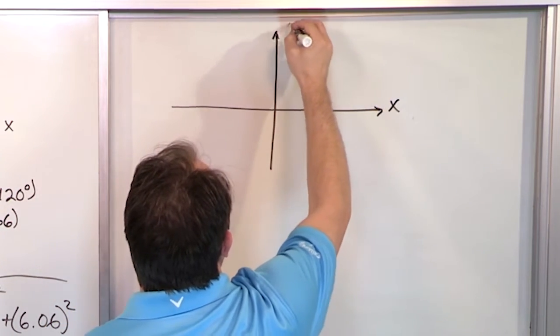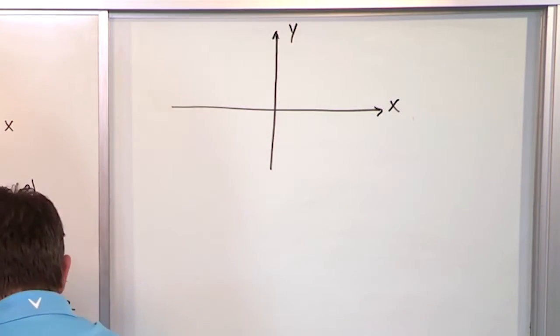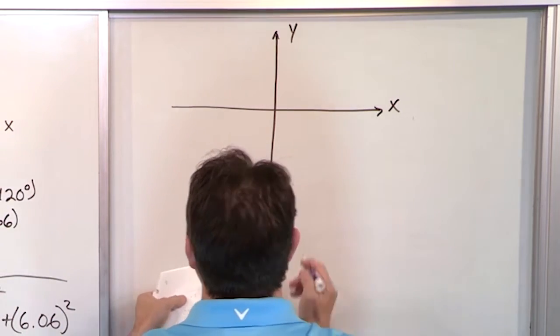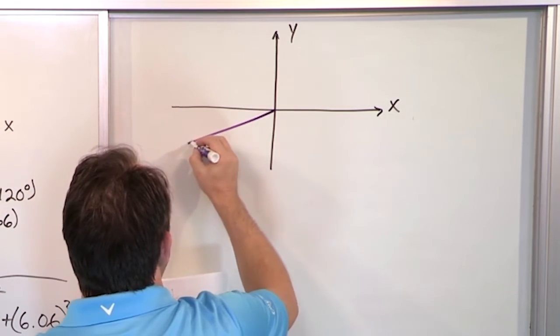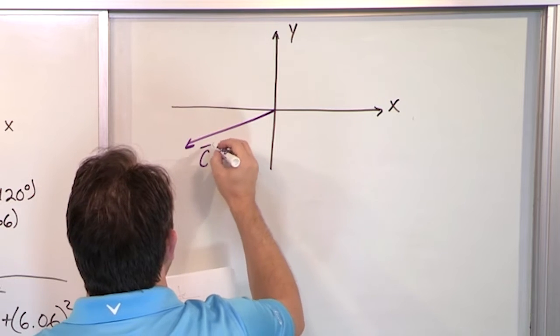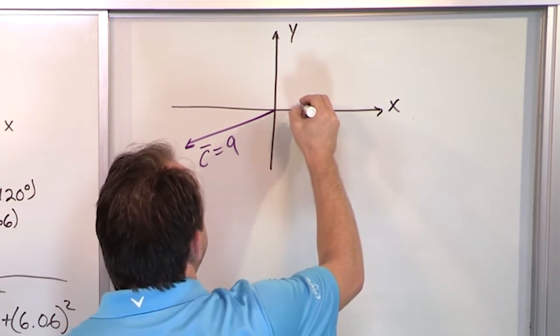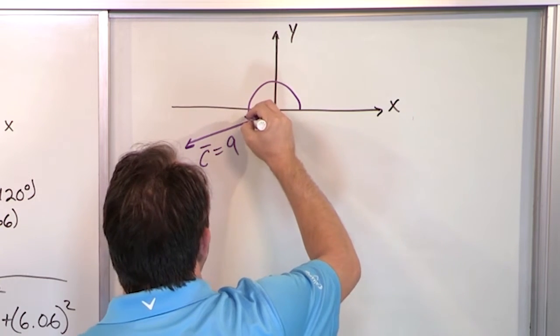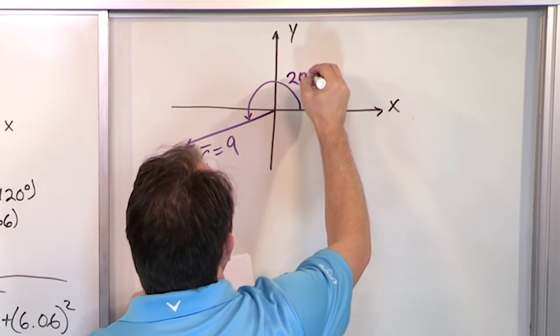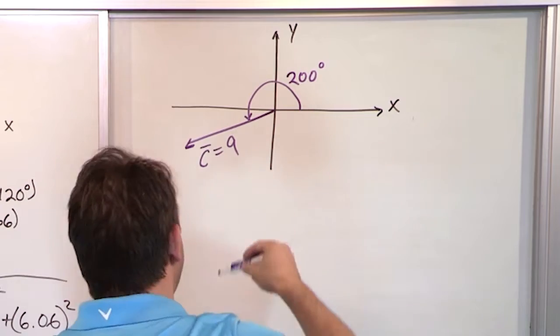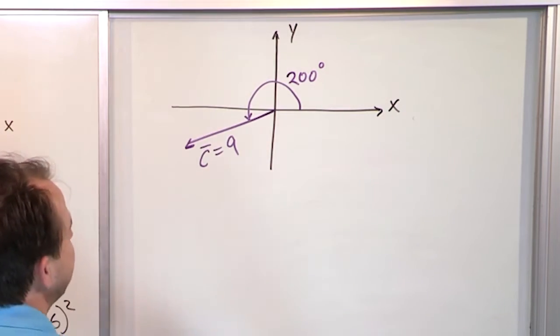X, Y. Let's go ahead and put our vector in place. We're going to do it in quadrant 3, so let's go down here and draw our vector right here. So we'll say it's equal to length of 9, and let's say the angle as measured by the positive x-axis goes over here, being 200 degrees. Don't be worried that an angle goes all the way around like that. That's what you learn in trig.